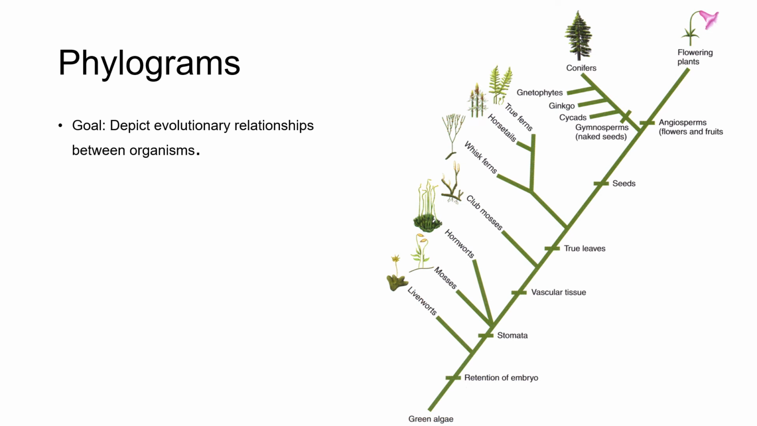The intersection point of branches, for example, here, here, and here, is where it's thought there was a common ancestor. For example, at this point right here, it's believed that there was a common ancestor from which all of the gymnosperms and all of the angiosperms, the flowering plants, evolved. And as I mentioned a couple of seconds ago, we'll come back and take a closer look at this in the next module.